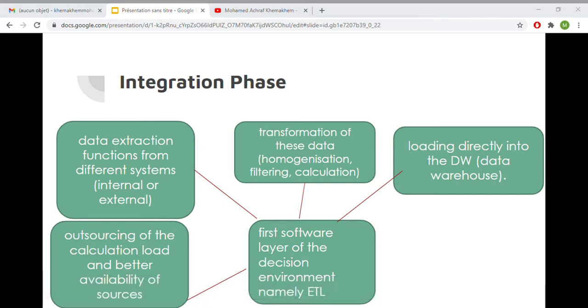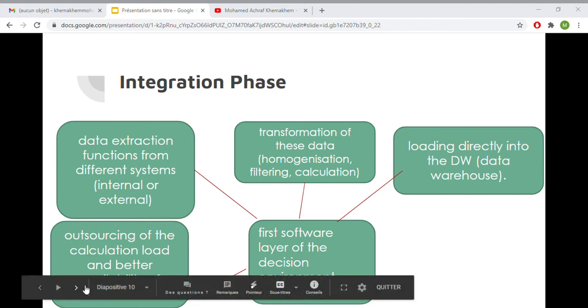The integration phase is the first software layer of the decision environment, namely ETL. It's a data extraction function from different systems, internal or external. Transformation of this data: homogenization, filtering, calculations, outsourcing of the calculation load and availability of the source, and its loading directly into the data warehouse.